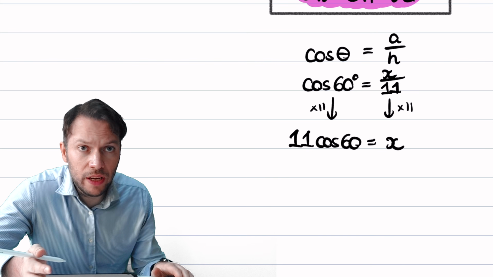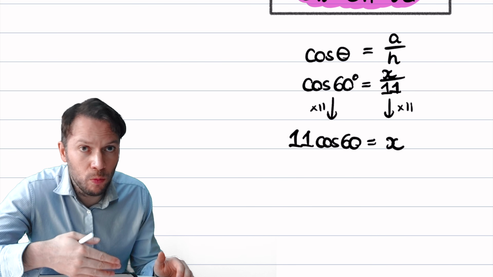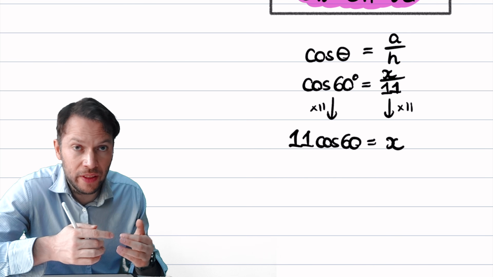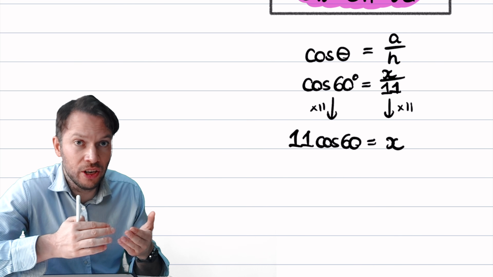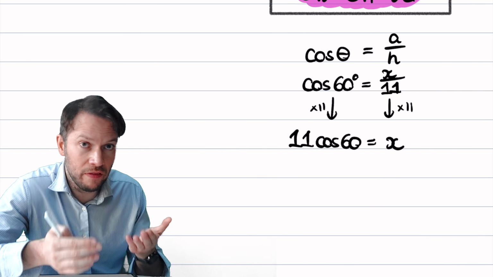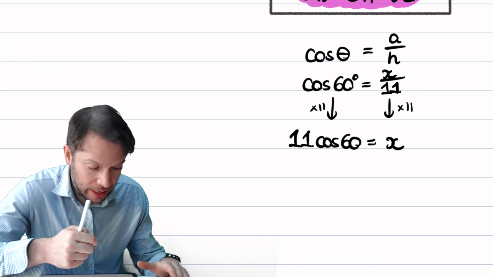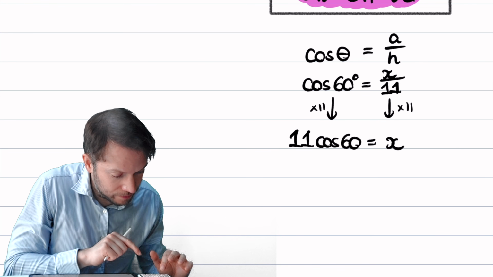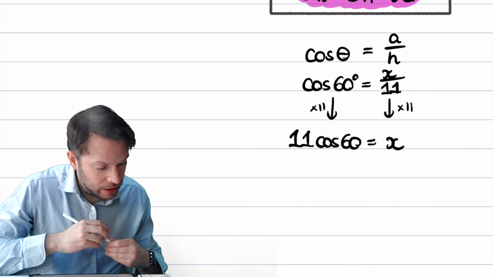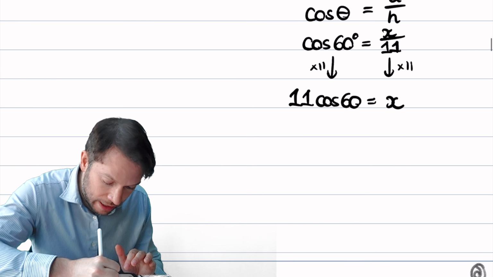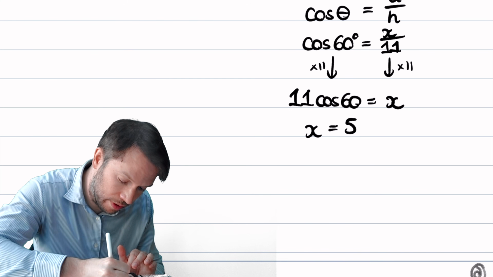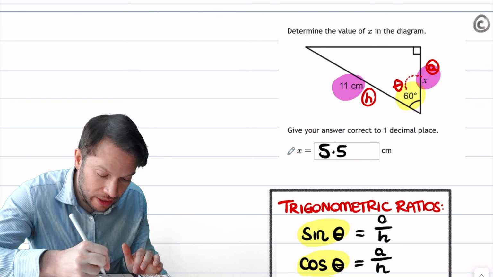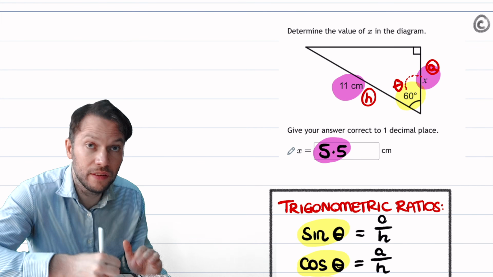You might wonder how your calculator works out what cos of 60 is. You don't need to worry about that yet. In fact, you don't cover it unless you're doing further maths A level, if you happen to be in the UK. So if we do 11 cos 60 on your calculator, it is 5.5. So x is equal to 5.5. And what is it in? Centimeters. So x is 5.5 centimeters, and that is the final answer.